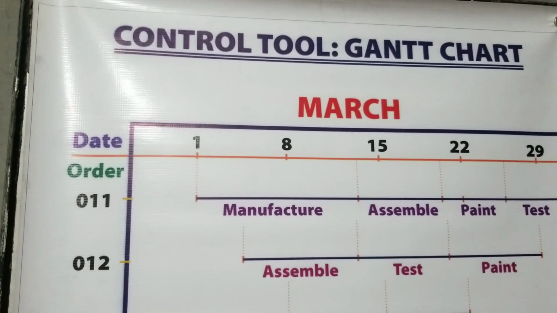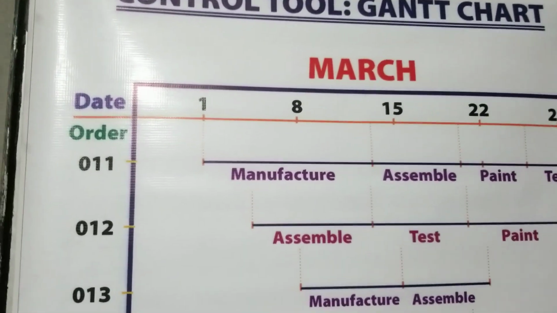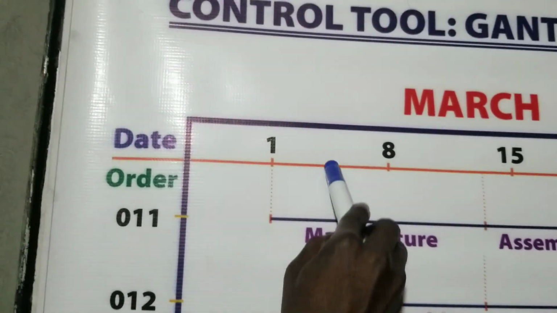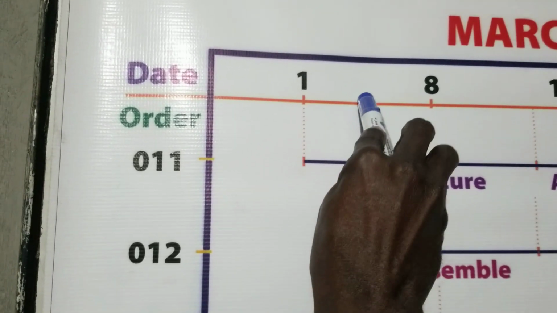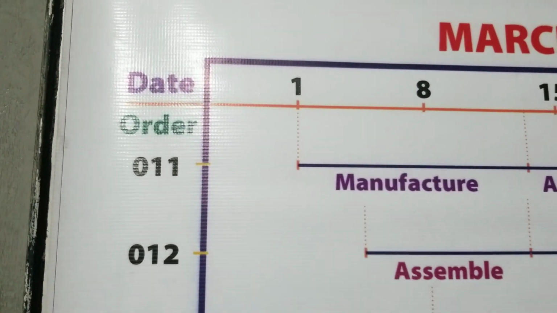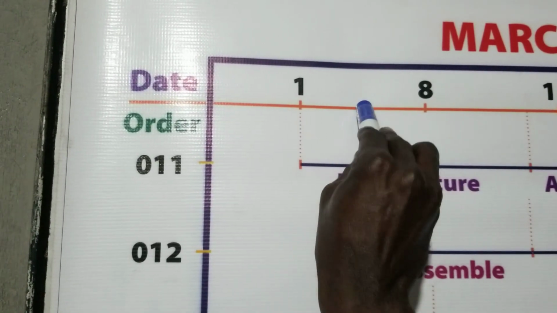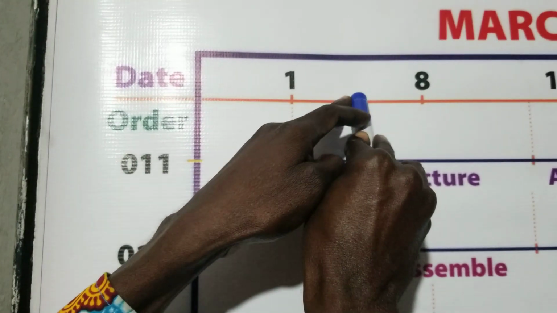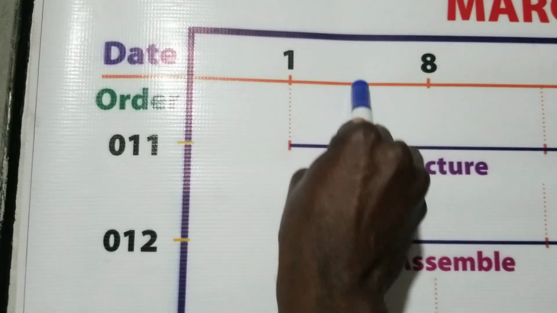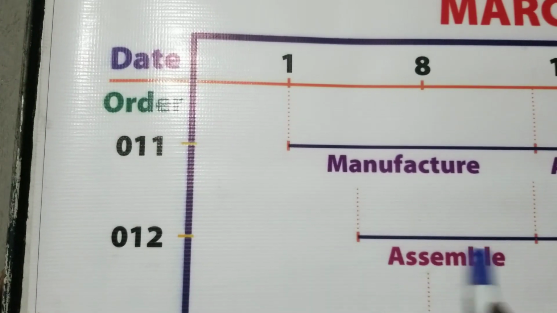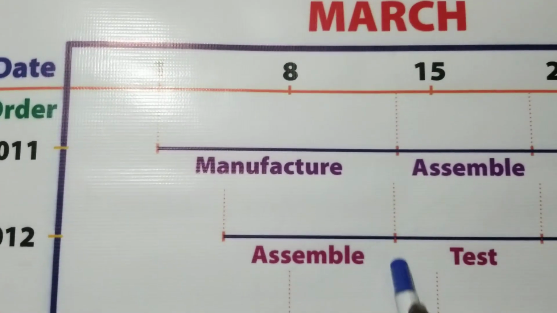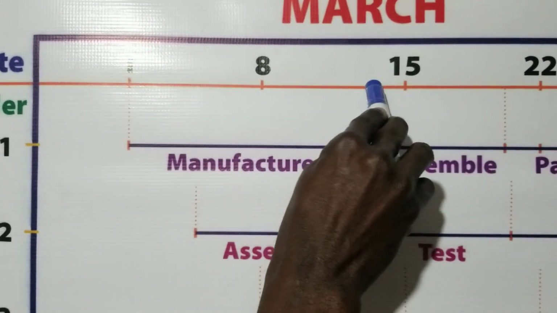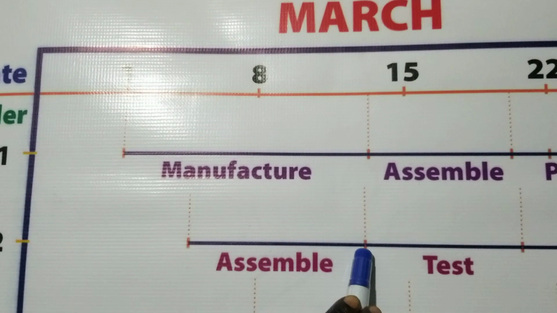Order 012, they said that maybe they are not doing any manufacturing, so it's assembling. So assembling should start here. If this is where assembly should start, tell me which day. Is it about half of it? Is it 4th or what? You can determine and tell me when assembly should start. If this is 15th and it should end here, then your guess may be as good as mine, maybe 13th. So assembly should end on the 30th.